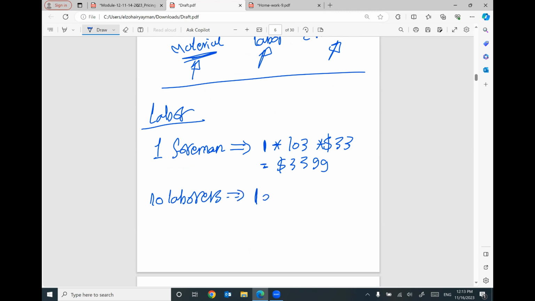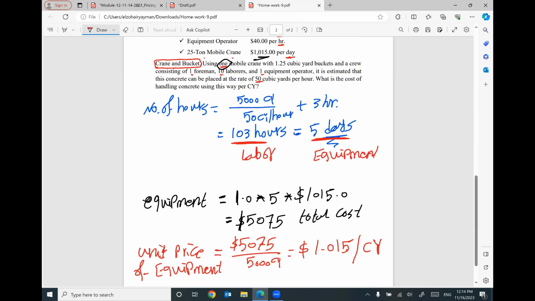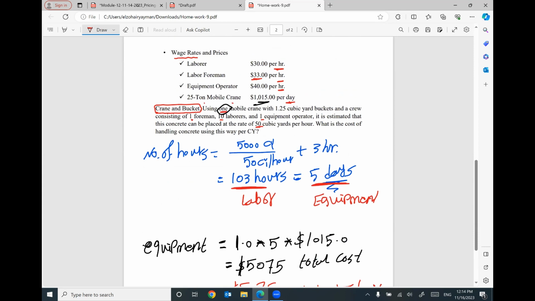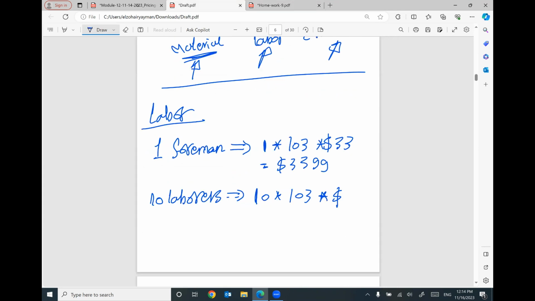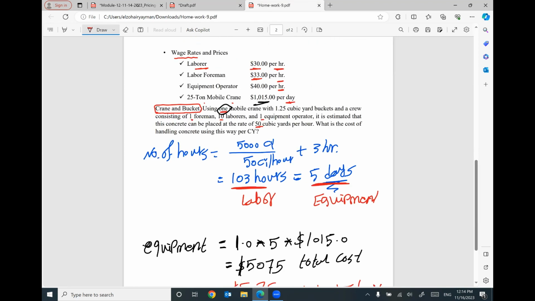We need to hire 10 laborers. So we have 10 for 103 hours. And the cost for 1 hour for one laborer is $30. So the total cost for these 10 laborers will be 10 times 103 times $30, which will give you $30,900.